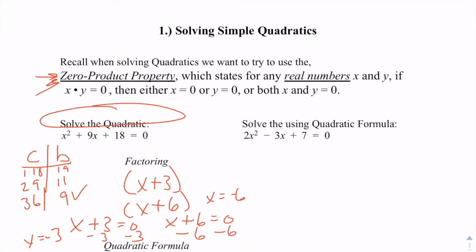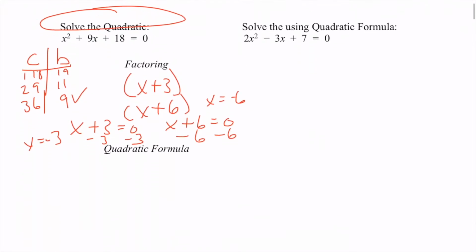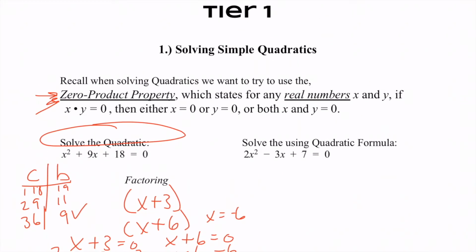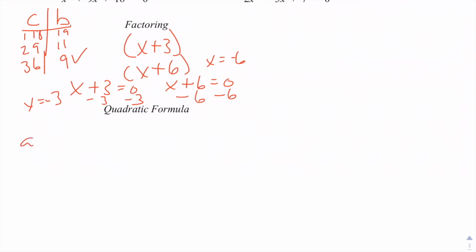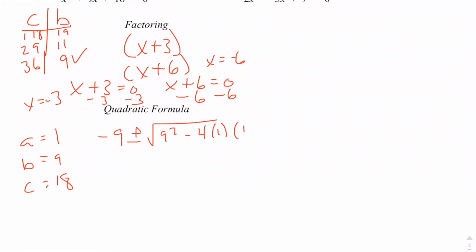Now we could also use the quadratic formula on this, because you could always use the quadratic formula. And if you remember, the quadratic formula is -b plus or minus the square root of b squared minus 4ac all over 2a. So our a is 1, our b is 9, our c is 18. So we would go -9 plus or minus the square root of 9 squared minus 4 times 1 times 18 all over 2 times 1.